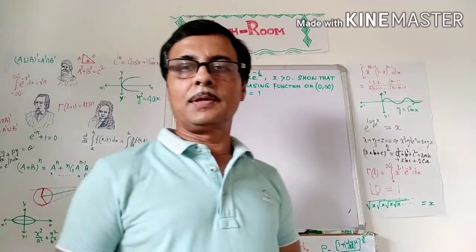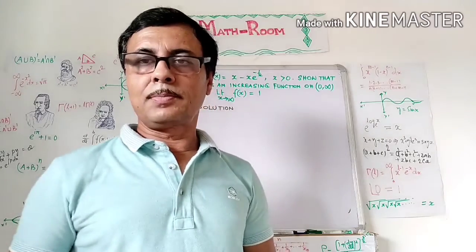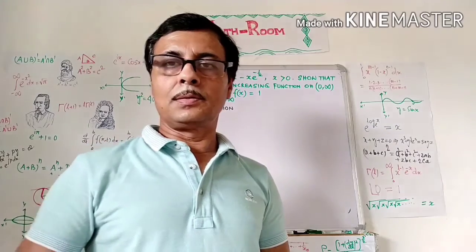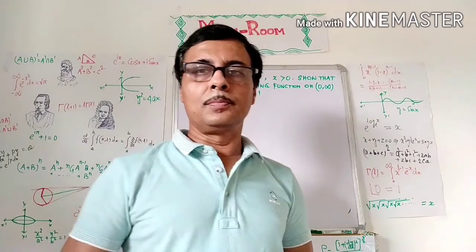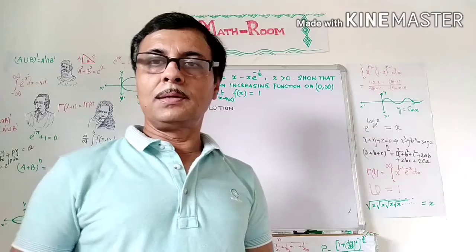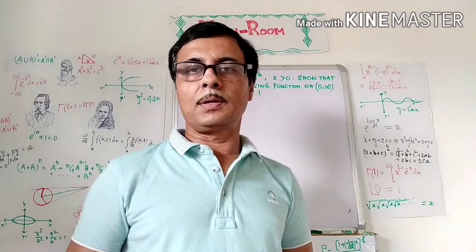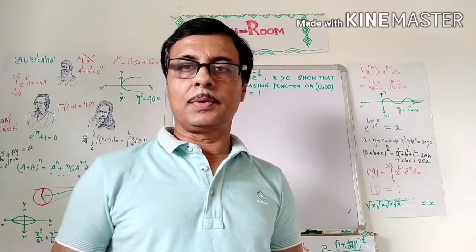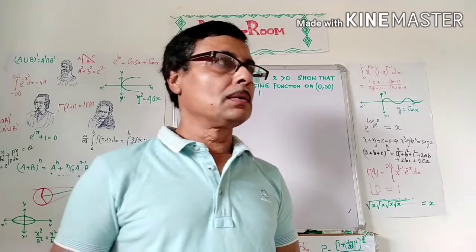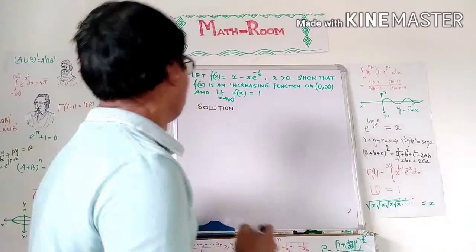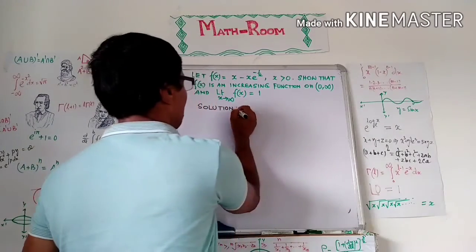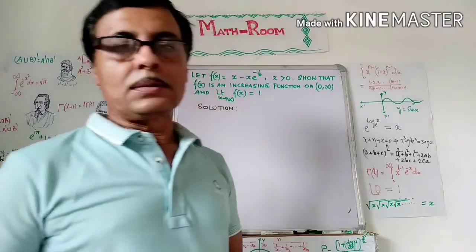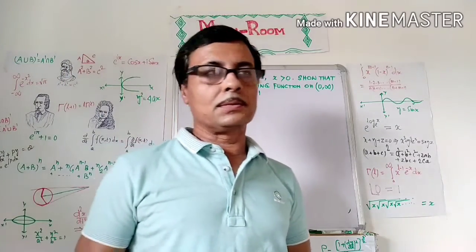The problem is f(x) = x − x e^(−1/x) when x > 0. We have to prove this function is an increasing function on the open interval (0, ∞), and also we have to find the limit of f(x) as x tends to infinity. Now let's start. Here we have to prove this function is an increasing function.